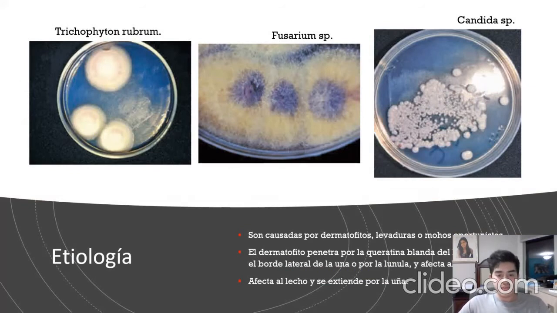For the etiology, we've seen that it's caused by dermatophytes, yeasts, and mold. Those 3 are opportunistic. The agents are the ones shown in the picture: Trichophyton rubrum, Fusarium species, and Candida species. The dermatophyte Trichophyton rubrum causes the disease 70 to 85% of the time, but it's also shown that Candida species, such as Candida albicans, can cause 70%. In a small percentage, like 4%, it's caused by mold.